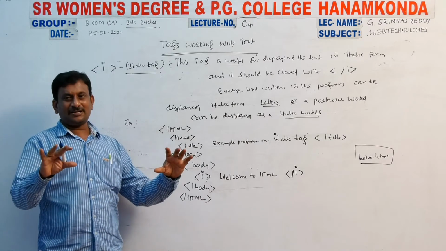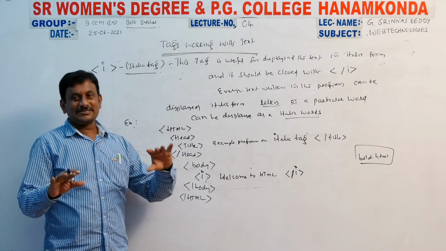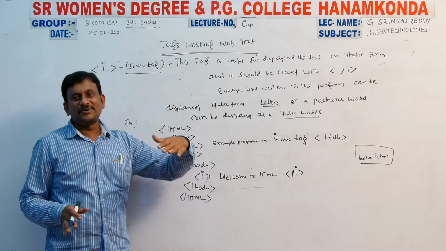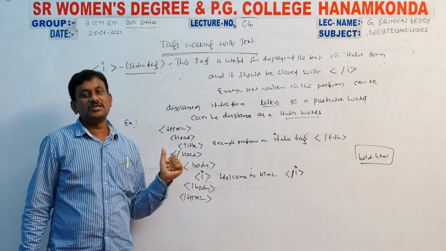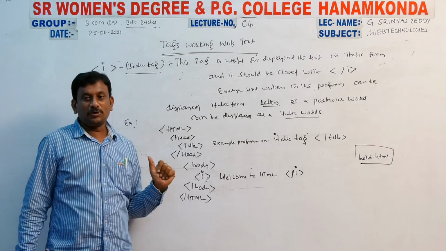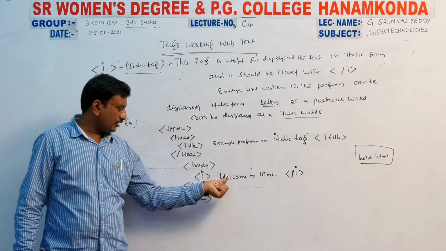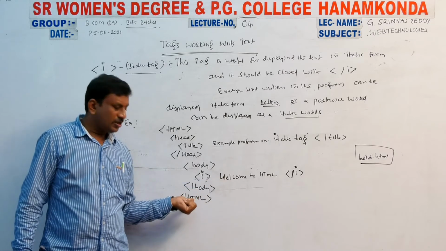Welcome to HTML is the content that will be displayed slightly slanted, meaning in italic form. Welcome to HTML is slightly changed because we are using the tag. Tags with text means italic form. Welcome to HTML. Body close, HTML close.